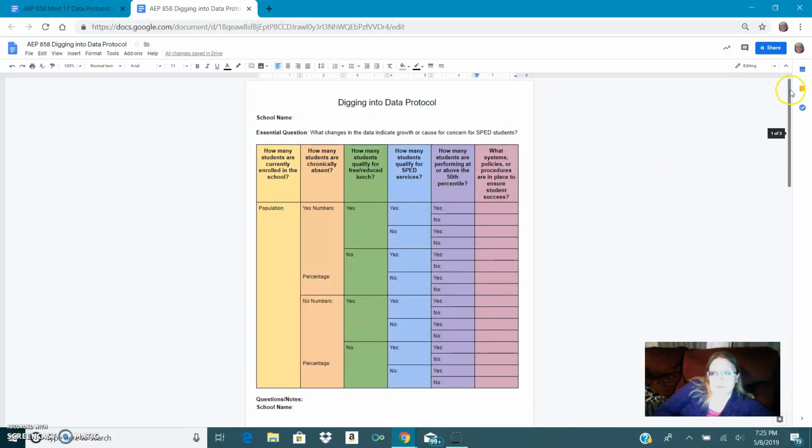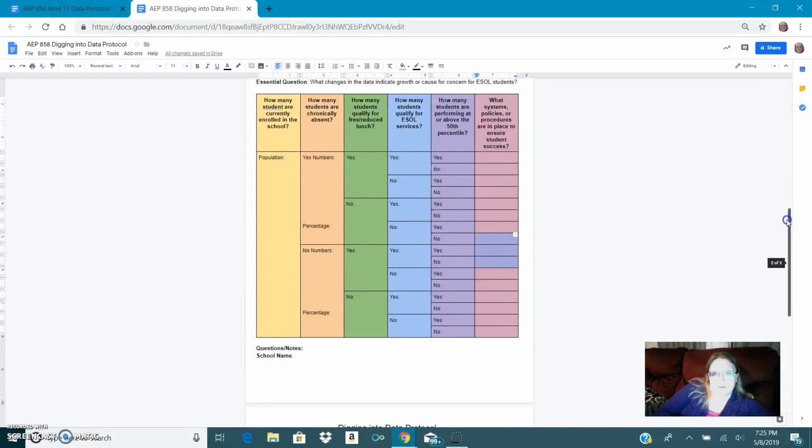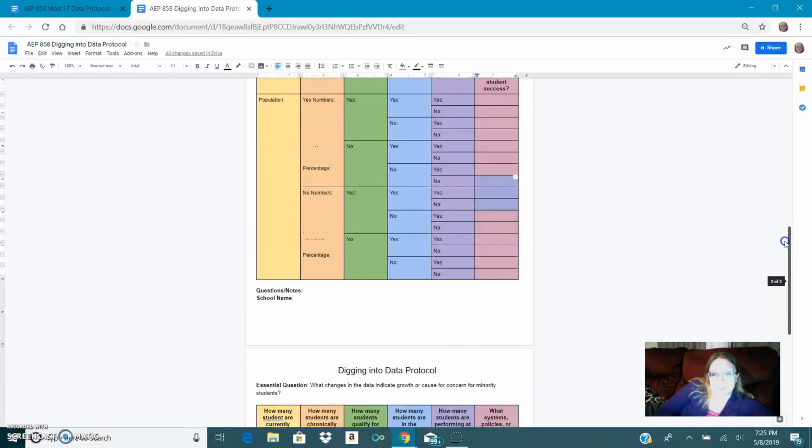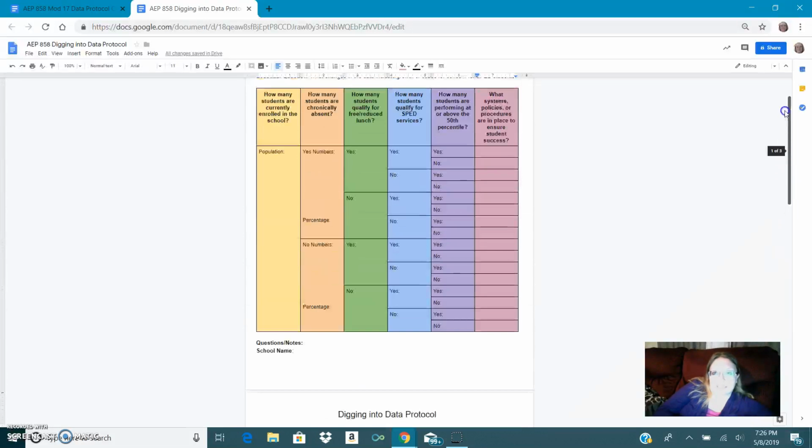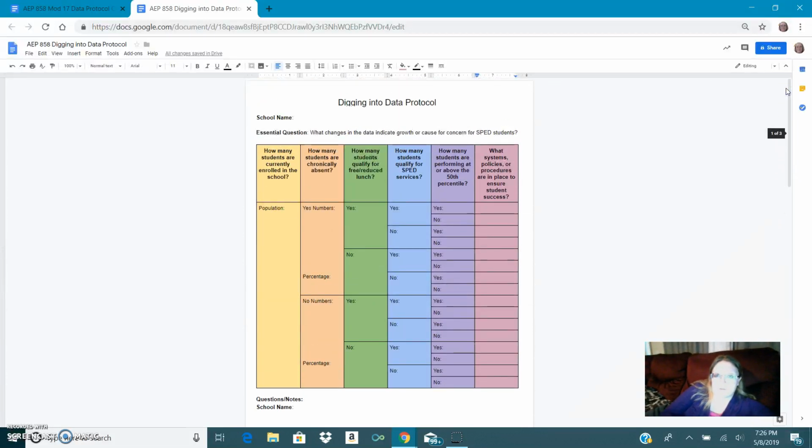If you scroll down, there are additional worksheets, just changing the blue to ESOL or minority. So you can look at any type of demographic data that you want, just change the blue column and answer the questions. How many are being affected, how many are not, and how is that affecting their success?